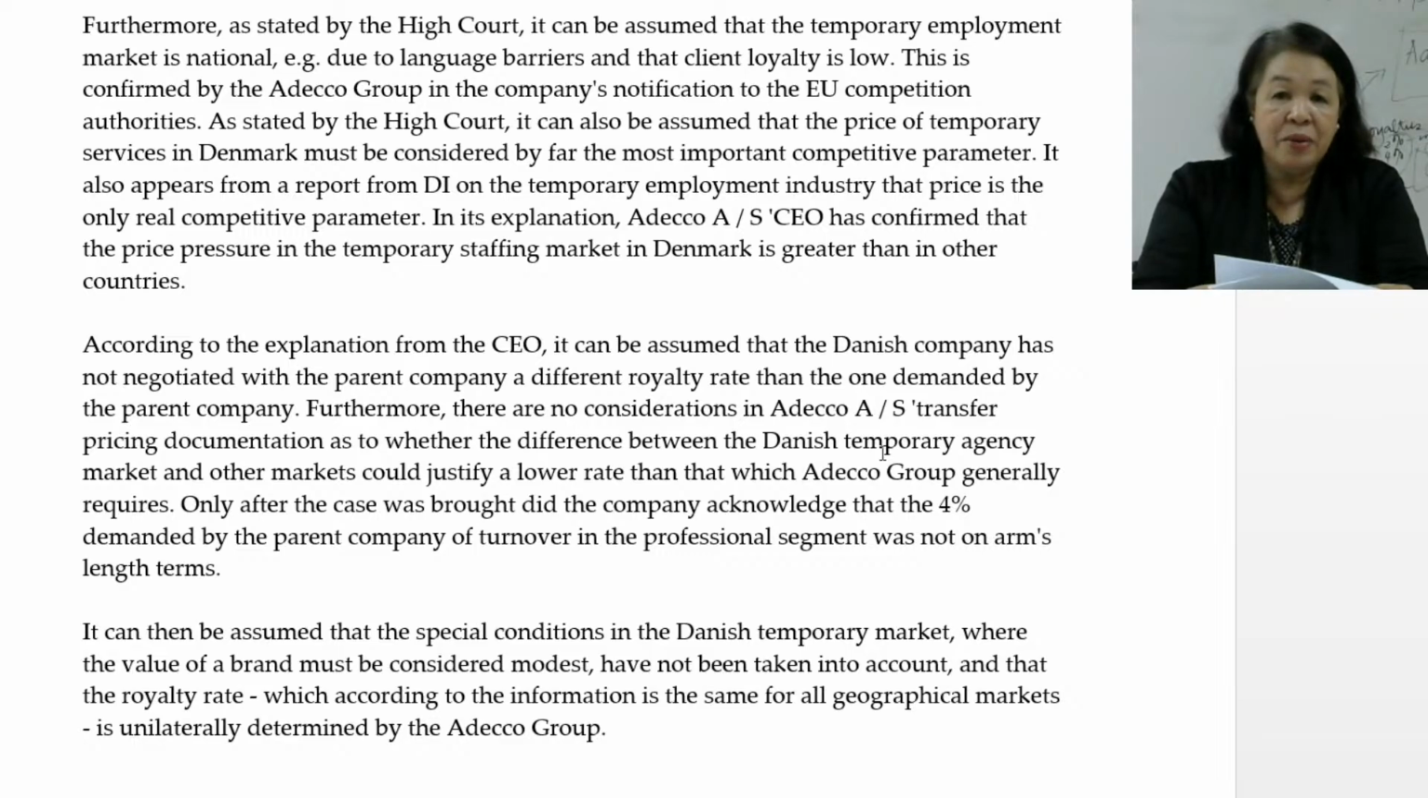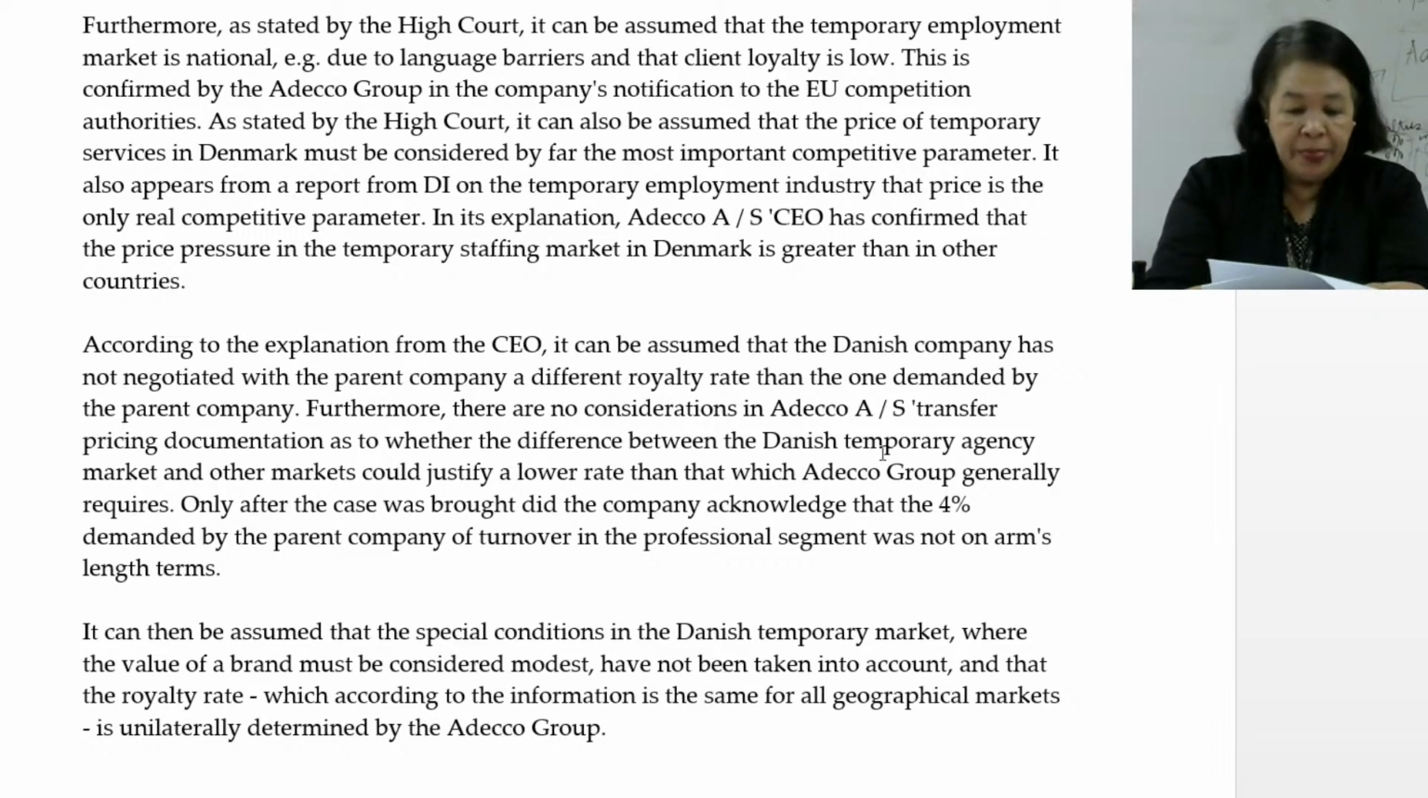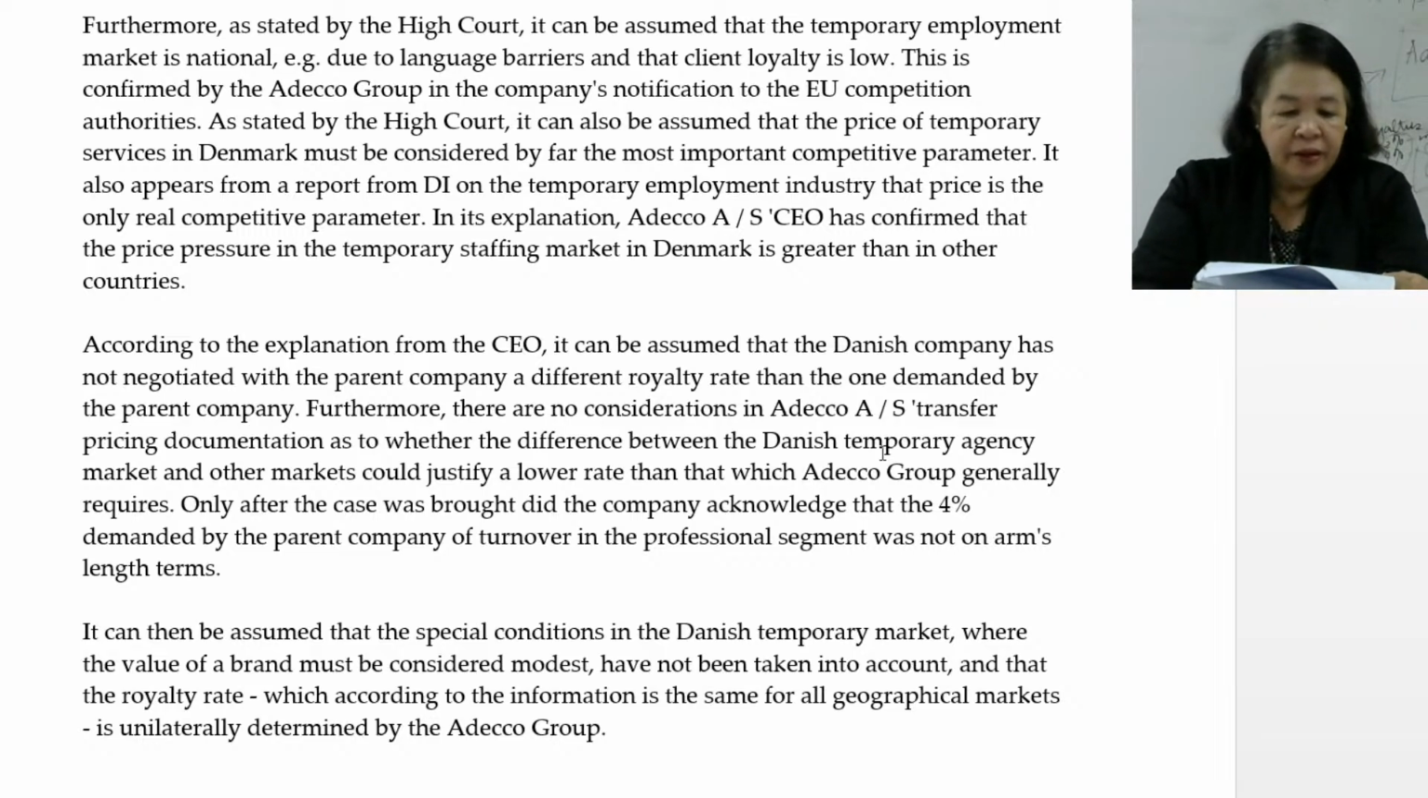Kaya nga, comparable uncontrolled price. Why? Kasi nandyan yung price, no? It also appears from a report from DI on the temporary employment industry that price is the only real competitive parameter. In its explanation, Adecco A/S confirmed that the price pressure in the temporary staffing market in Denmark is greater than in other countries. No? Okay.